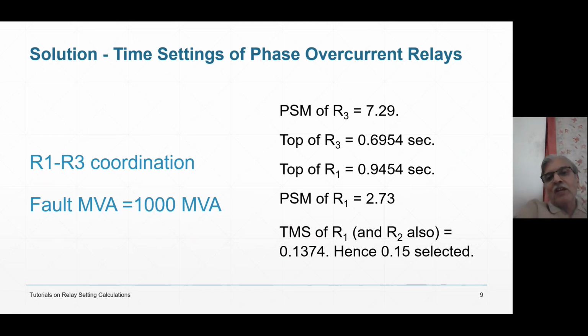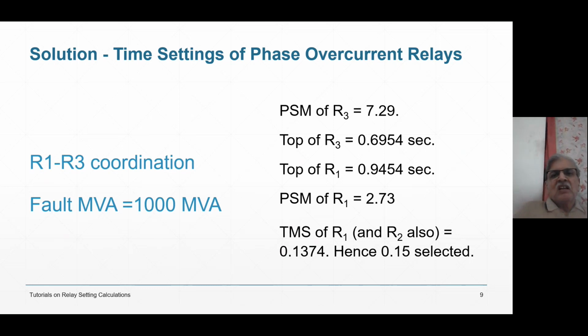But here 1000 MVA is going to be divided by 2. So 1000 upon root 3 into 132 into, not now 1500, because it is 200%, so 2000, and 2 divided by 2 I will have to do. So that takes me to 2.73. So the TMS of R1, based on the same formula and same rules, or R2 also, is 0.1374. I have to go a step higher. So I select 0.15. Right.